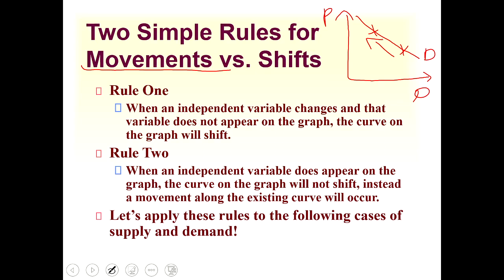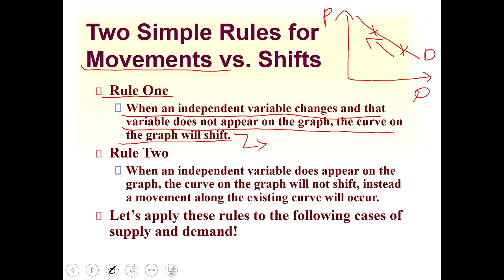So rule 1 says that when an independent variable changes and that variable does not appear on the graph, the curve on the graph will shift. So whenever the independent variable that is not on the graph changes, it will result in the shift of the graph. I'm going to discuss it further, but you can come back and revisit this again.